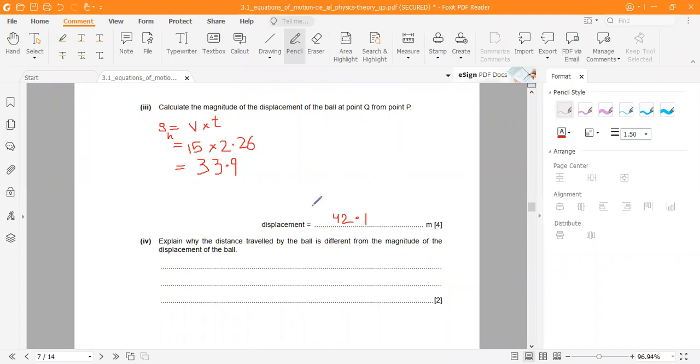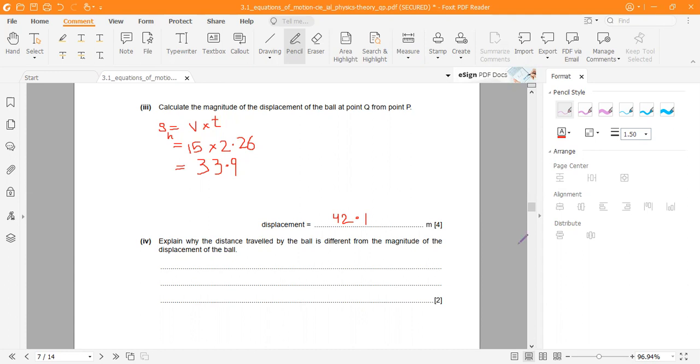Now for part 4. What do you think you will do in this part? The distance traveled by the ball is different from the magnitude of the displacement of the ball. What do you think? Why is the distance traveled by the ball different? There is a very simple reason for that. I was actually telling you this earlier. So let me tell you.